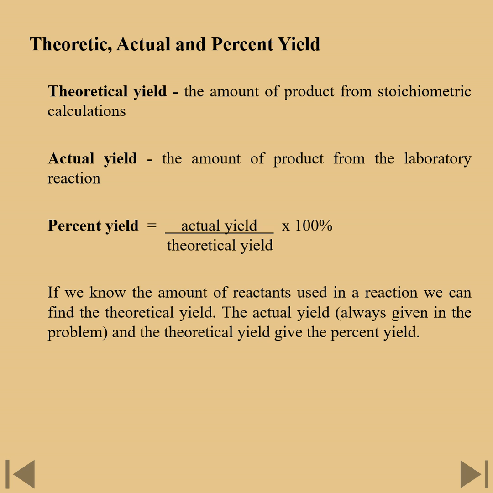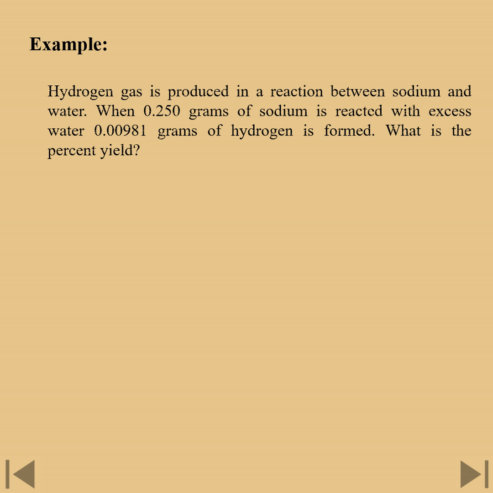And let's do an example. Okay, we're told hydrogen gas is produced in the reaction between sodium and water. 1.25 grams of sodium reacts with excess water. 0.00981 grams of hydrogen is formed. There's your actual yield. What is the percent yield? Okay, we're going to be using an equation and our units. The equation is our percent equation, and the units give us the theoretic yield.